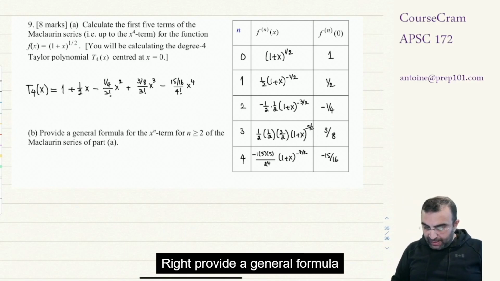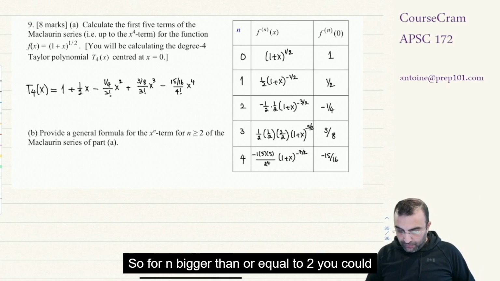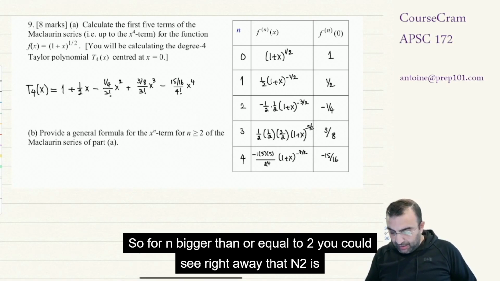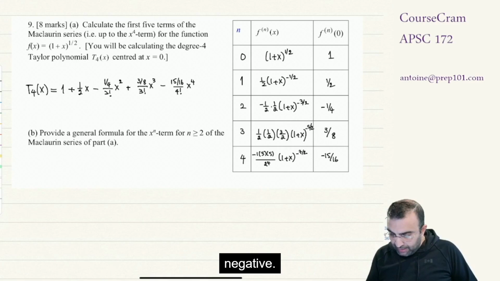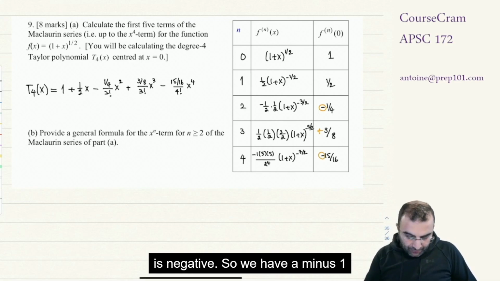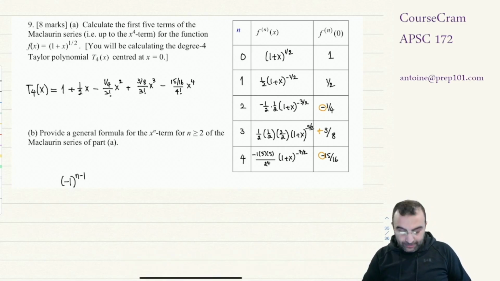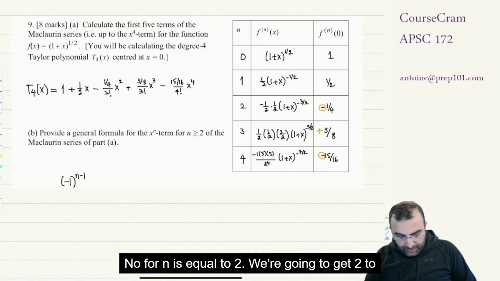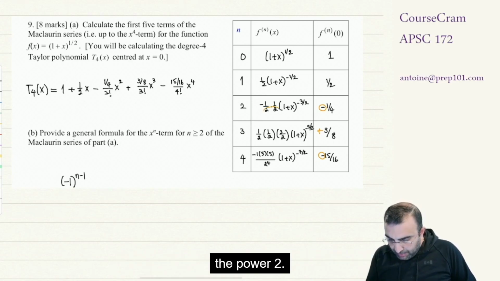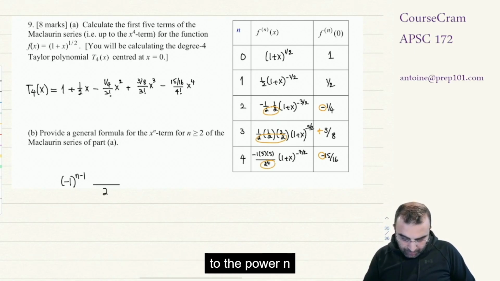Now let's provide a general formula for n bigger than or equal to 2. For n bigger than or equal to 2, you can see right away that the n equals 2 term is negative, n equals 3 is positive, n equals 4 is negative. So we have minus 1 to the power n minus 1, or n plus 1. For n equal to 2, we're going to get 2 to the power 2, 2 to the power 3, 2 to the power 4. So there's always on the bottom 2 to the power n.